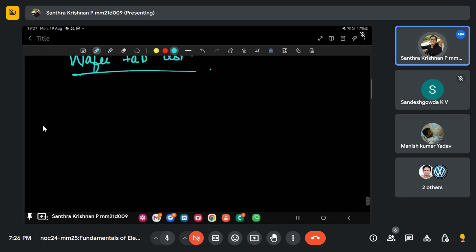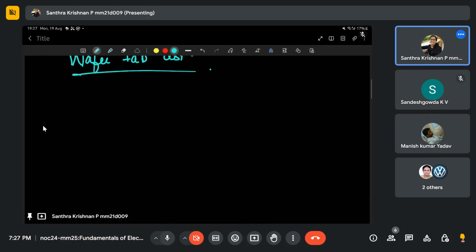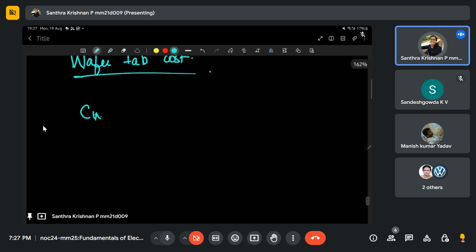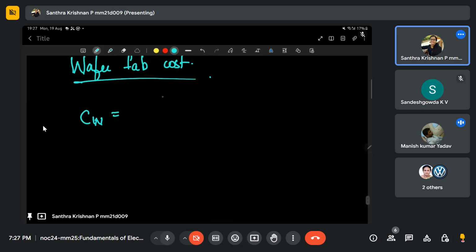So next is wafer fabrication cost. What are the components of wafer fabrication costs? Actually, they are divided into two types: the fixed cost, and the variable cost, which depends on the manufacturing, how many wafers you are manufacturing within a time period. I haven't seen problems being asked, but if at all there are numericals, try to remember this thing.